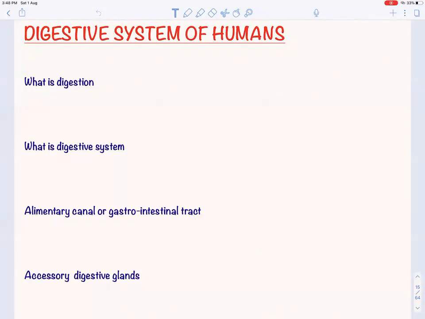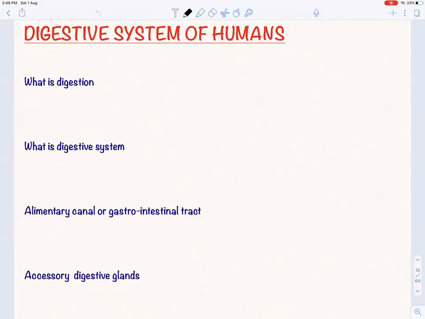And we have already started the chapter of digestive system and absorption in human physiology, and we have already done all these things. What is digestion? What is digestive system? Alimentary canal and accessory digestive glands, right?